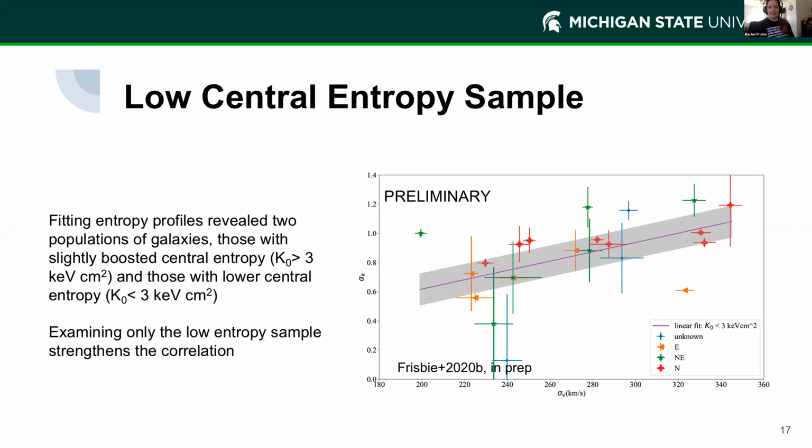So when we examine the relationship only between the galaxies without boosted central entropy, so central entropy below 3 keV centimeter squared, we find a slightly stronger correlation, again shown in the purple line with the gray confidence interval.